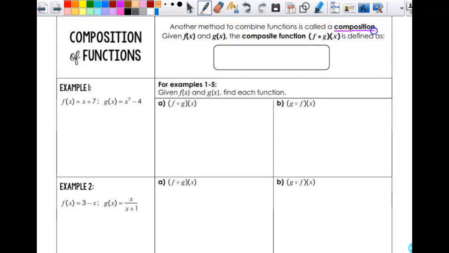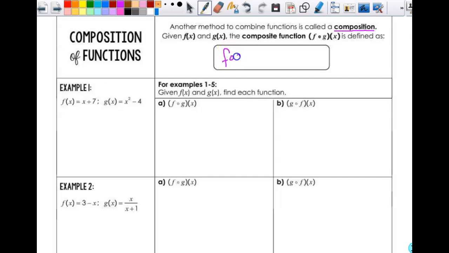Well, when you write an English composition, you compose it using words. When you compose a piece of music, you're putting music together to make a song or whatever. So when you have a composition of functions, you're putting two or more functions together to make a new one. So given f of x and g of x, the composite function is defined as, so it can look like this.